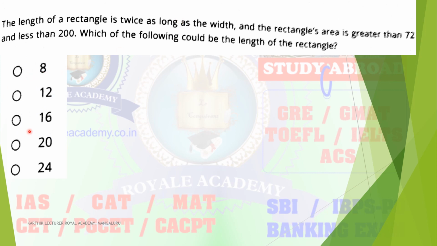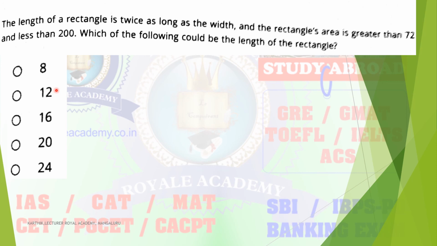These are the options. You have to determine the length. If you choose the length as 8, then the width is 4, since the length is exactly double the width. The area is 8 times 4. 8 fours are 32. That is less than 72, so that is not possible.